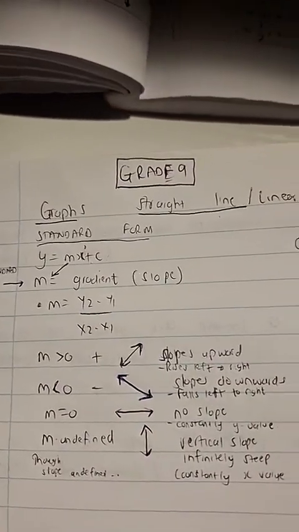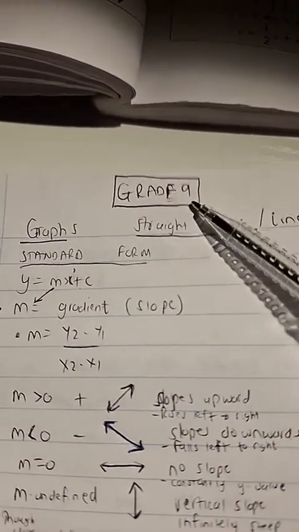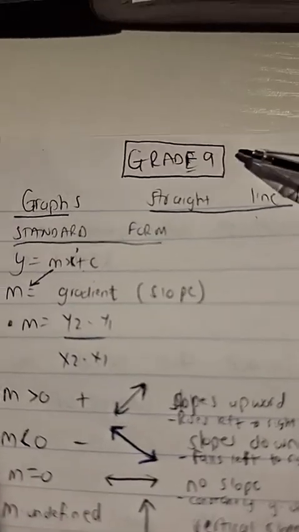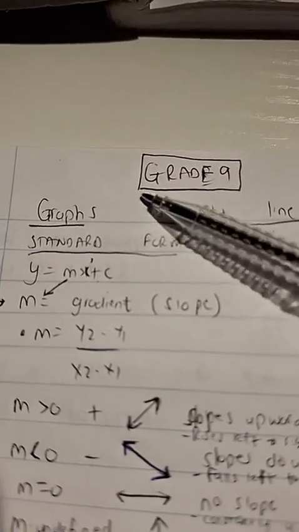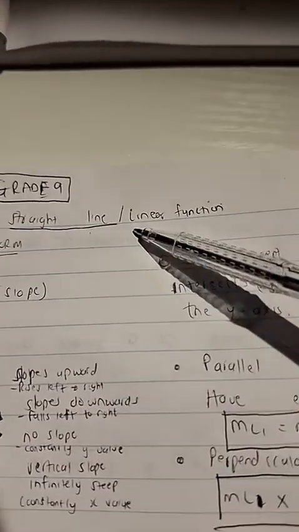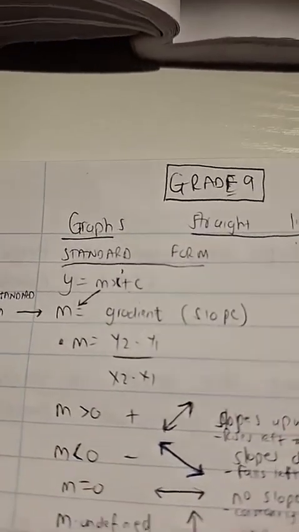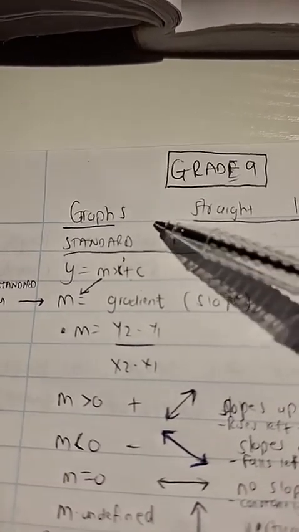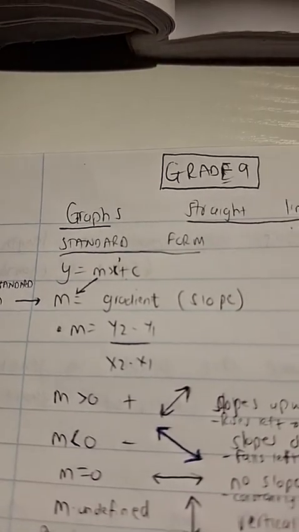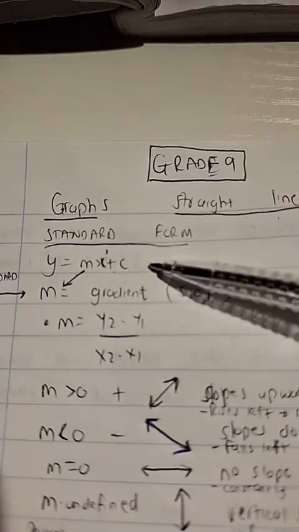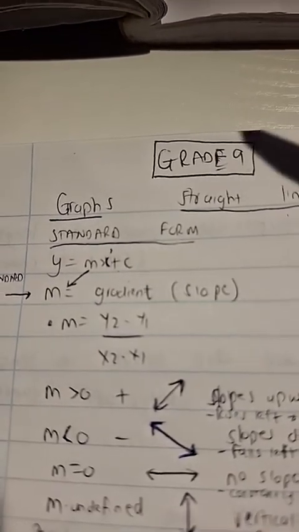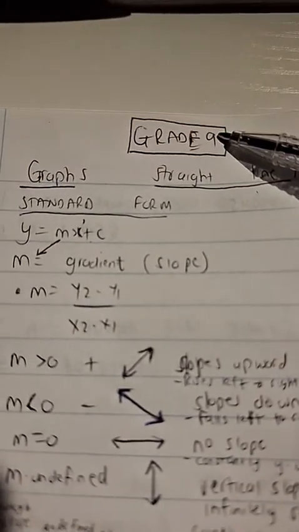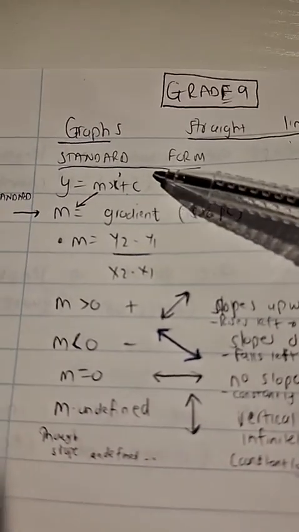Okay, so wonderful people, we want to just pick it up there with grade graphs, straight line functions, that is linear functions. So we're going to take it one step at a time and go through linear functions, because that's an important topic covered in term 3 in this grade. Very important. Okay, so we're going to go over it.